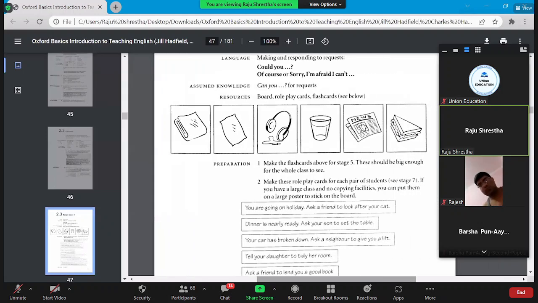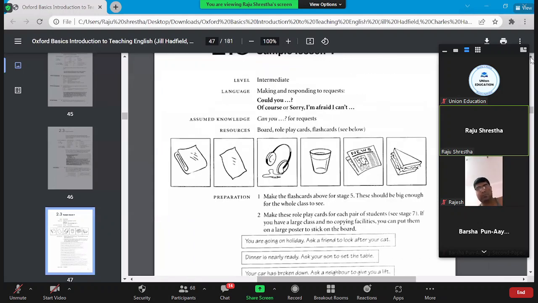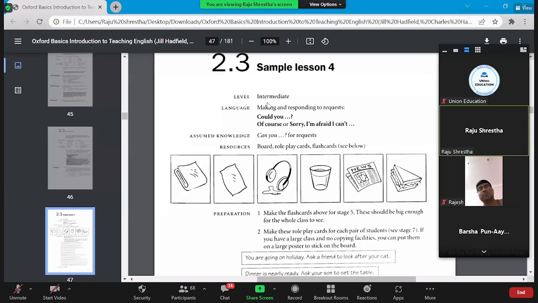यहाँ हेरौँ एकचोटि. पहिला लेसन प्लान भन्यो भने एक्सपोनेन्टहरु पनि लेख्नुपर्छ पहिला. So language is what? Making and responding to request. What are the possible exponents? You list out them. Could you ...? Of course. Could you ...? Could you please ...? Would you ...? Could you possibly ...? These are possible exponents.